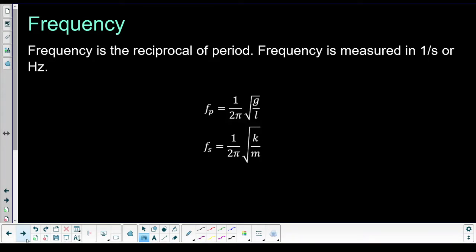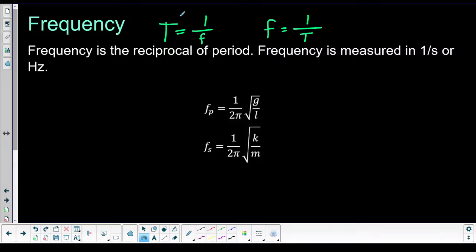Let's talk about frequency briefly, and then we'll dive into some problems. So frequency is the reciprocal of period. Literally, period equals 1 over the frequency, or vice versa. The frequency equals 1 over the period. They are quite literally reciprocals of each other.